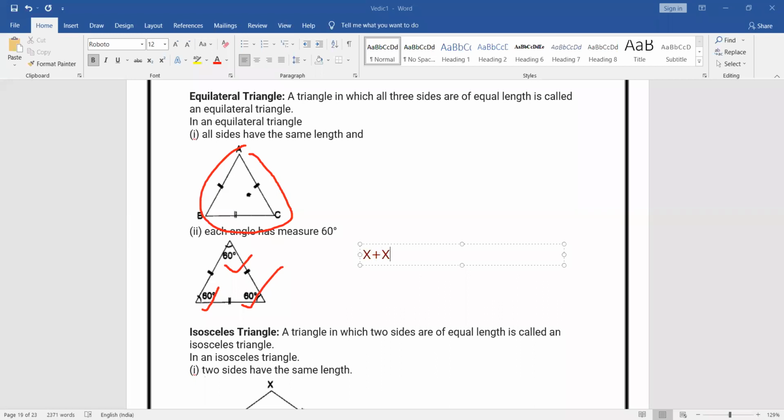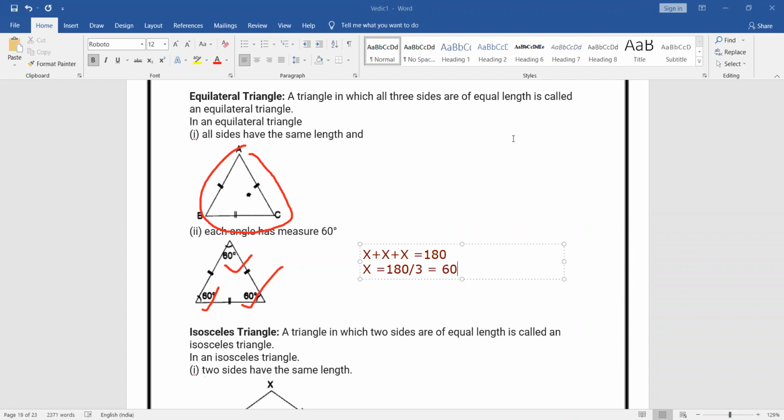We know that all angles are equal, and by angle sum property we know the sum is 180. That's why when you solve it, 3x is equal to 180 and the value of x is 180 upon 3. So easily you can find out that in an equilateral triangle, all angles are equal, all sides are equal, and each angle has the measurement of 60 degree.